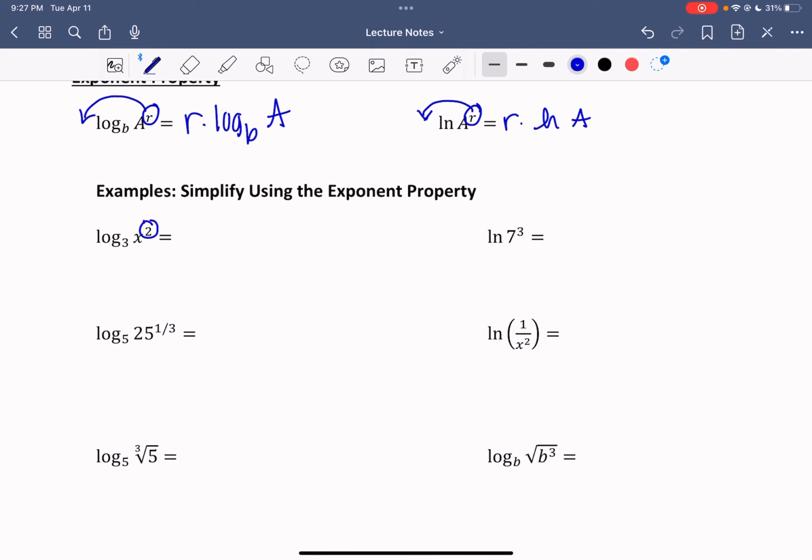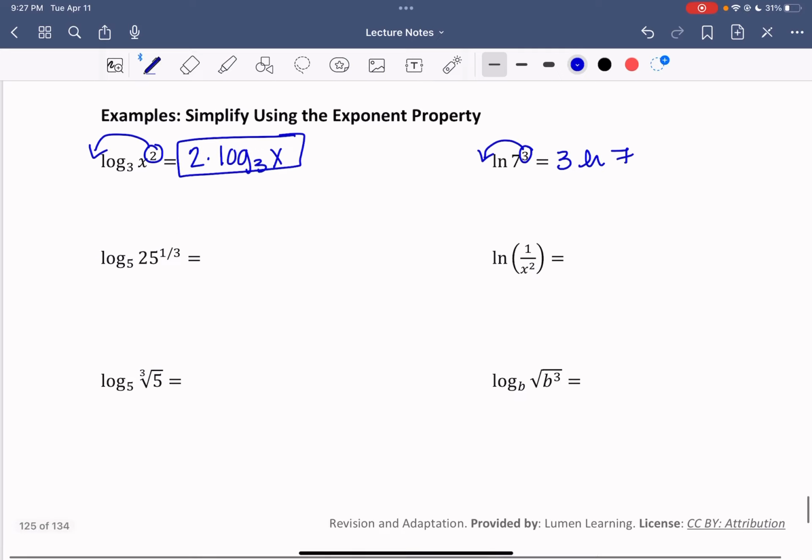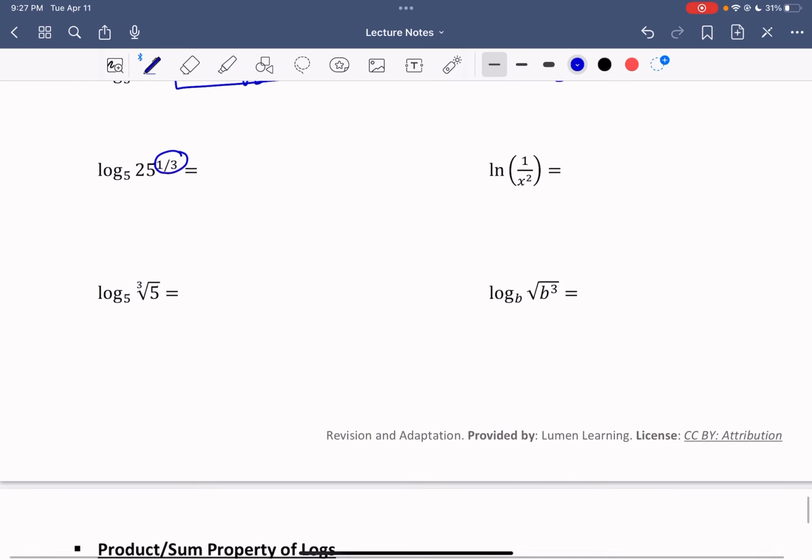So let's just look at simplifying using this exponent property. I could take this exponent, bring it out front, and that changes my problem to 2 log base 3 of x. Again, I'm just practicing this process. This one, I could take this exponent and bring it out front to give me 3 ln 7. This next one, if I bring this 1/3 out front, that gives me 1/3 log base 5 of 25.